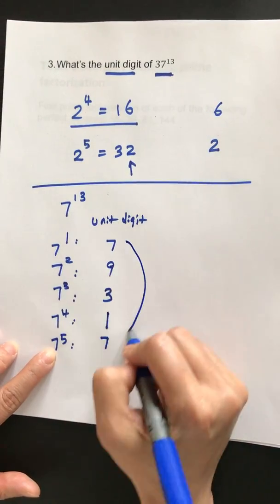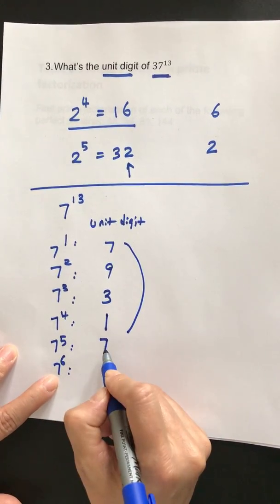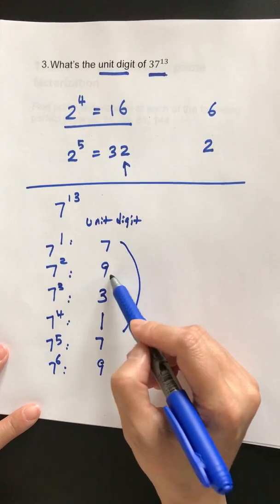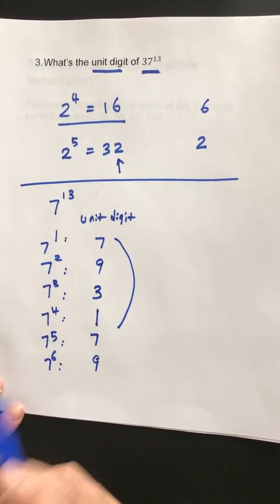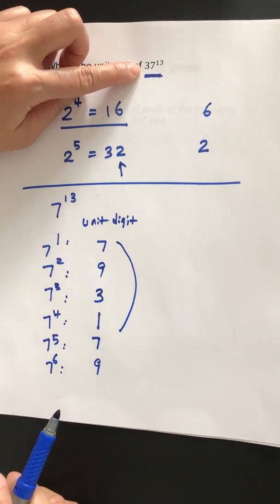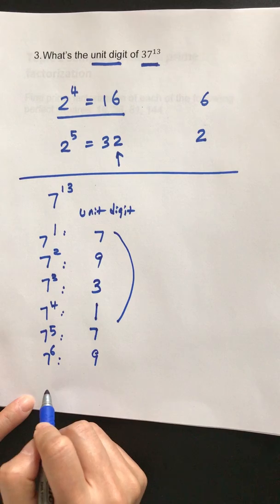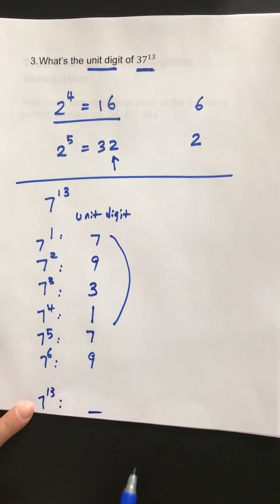So then the pattern repeats. 7 to the power of 6, you multiply this by another 7, and you get a unit digit of 9. So you have 7, 9, 3, 1 as the unit digits, now in repeat. This problem wants you to find out, if the power is 13, which means you have 7 to the 13, what you're going to get in the unit digit.